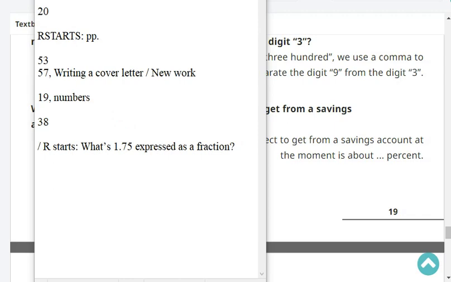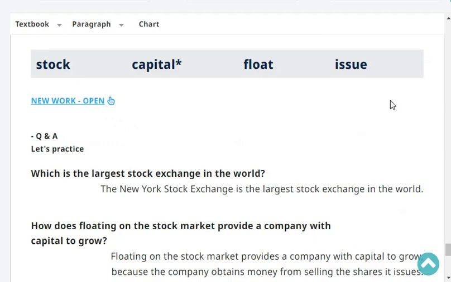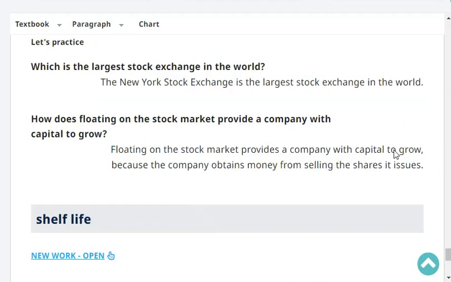Stock market, stock exchange, stock capital, float, issue. Which is the largest stock exchange in the world? The New York Stock Exchange is the largest stock exchange in the world. How does floating on the stock market provide a company with capital to grow? Floating on the stock market provides a company with the capital to grow because the company obtains money from selling the shares it issues.